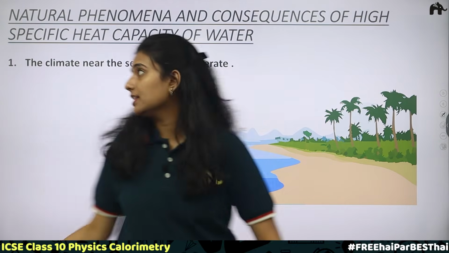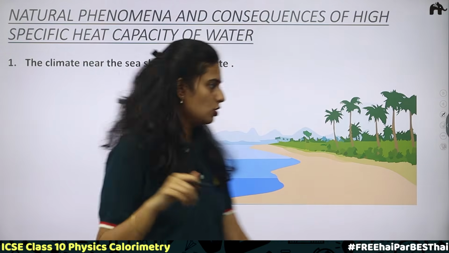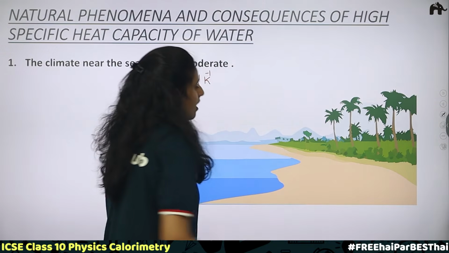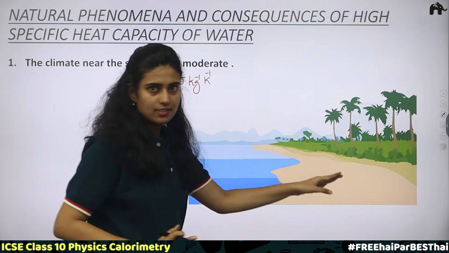Okay, so the first one is the climate near the seashore is moderate. When you consider a seashore, here you will have the land and sea. Here it is water and here it is sand.